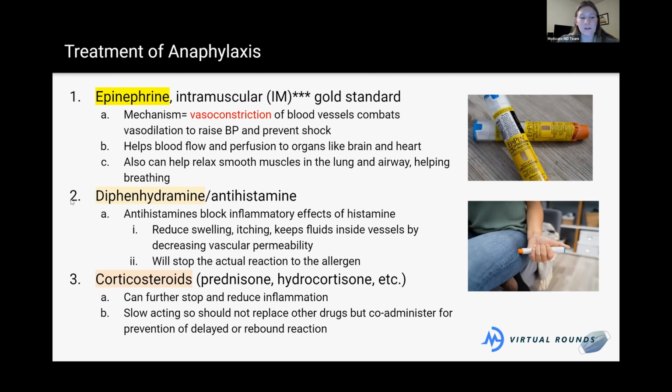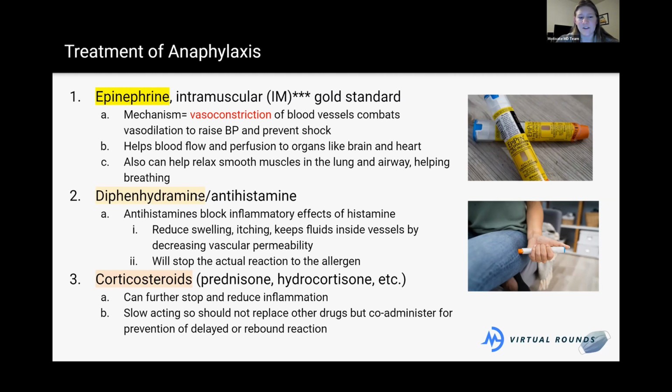Again, the thing that's really going to nip it in the bud from a reaction standpoint, like your hives and your swelling and stuff, is the diphenhydramine or the Benadryl or any other antihistamine. So you could do a Claritin or a Zyrtec or a famotidine if you want to do an H2, which I don't want to get into that pathophysiology or the pharmacology of. But an antihistamine is going to block those inflammatory effects of histamine.